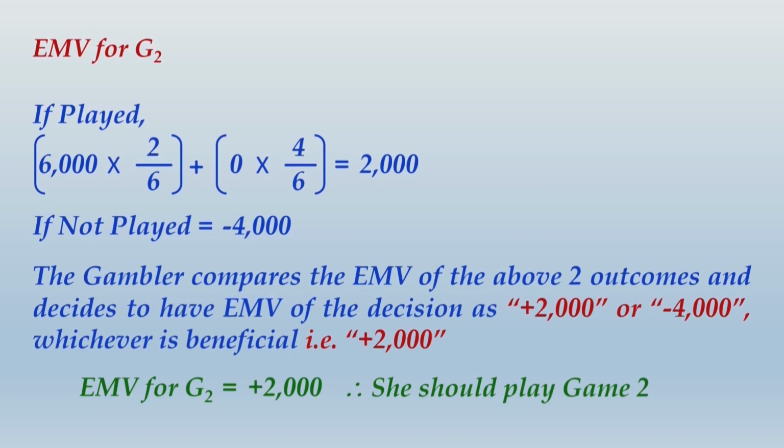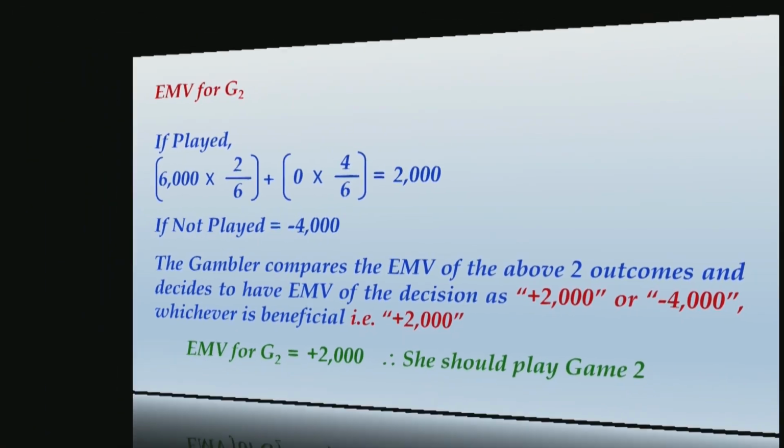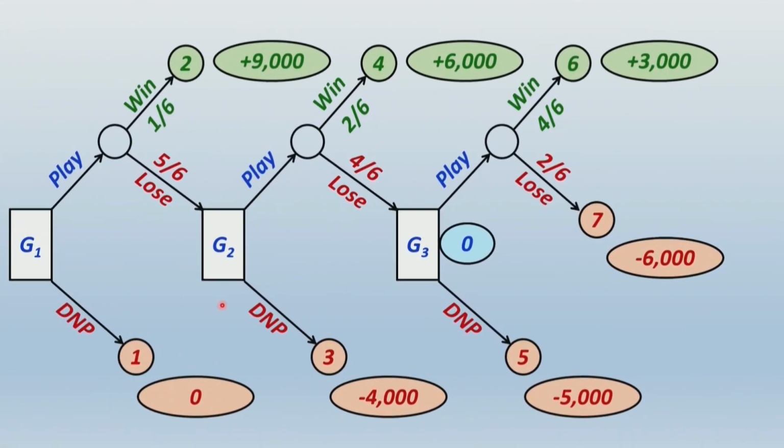Alright friends, once you have completed writing this entire working, let's get back to the decision tree diagram, and for the G2, whatever was the EMV identified, let us write it over here as plus 2,000. Now this will give you enough input for computing EMV for G1. So now if the gambler decides to play, there can be two possible outcomes, either win or lose. If she wins 9,000. If she loses, the monetary value is positive 2,000. The probability of win is 1 by 6, probability of lose is 5 by 6. So the EMV for play option will be 9,000 into 1 by 6 plus 2,000 into 5 by 6.